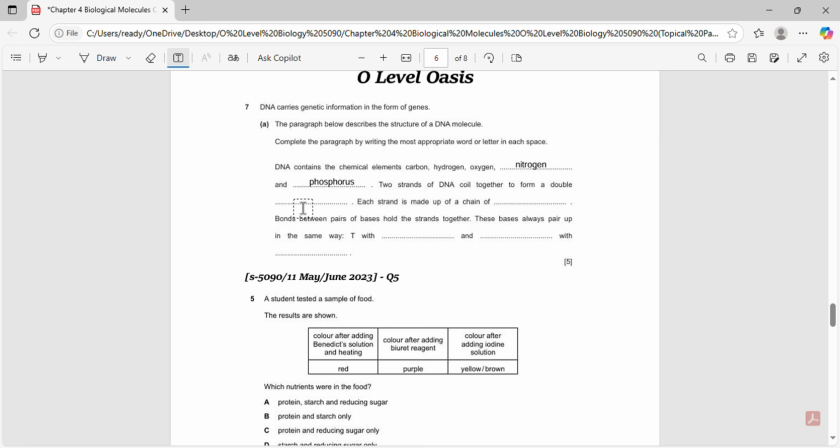2 DNA strands twist together to form a double helix. Each strand consists of a chain of nucleotides. The strands are held together by bonds between specific pairs of bases. These bases always pair in a fixed way, T pairs with A, and G pairs with C.